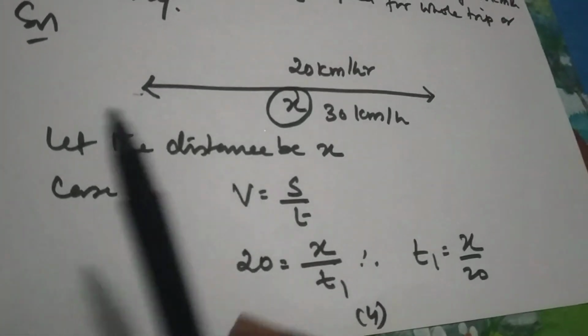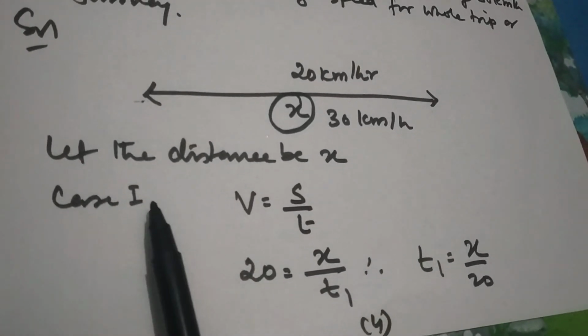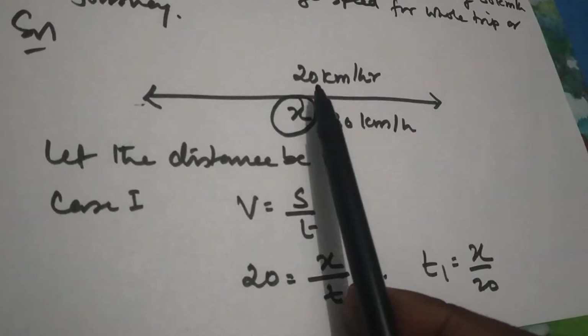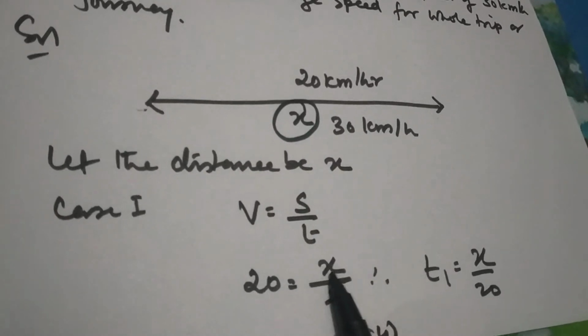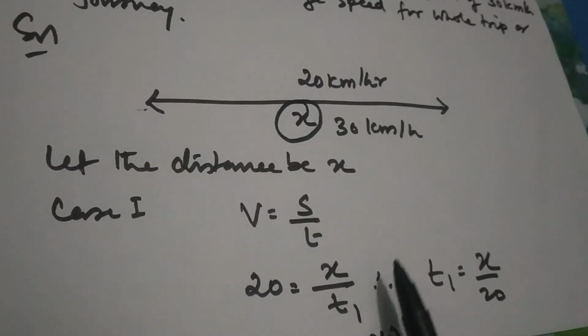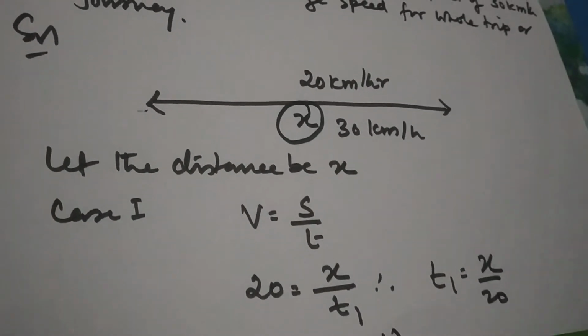So what we have done, let the distance be x. So in the first case, applying the formula v is equal to s upon t, v which is given is 20, s I have taken x, t is t1 in the first case. So cross multiplying, t1 is equal to x upon 20.